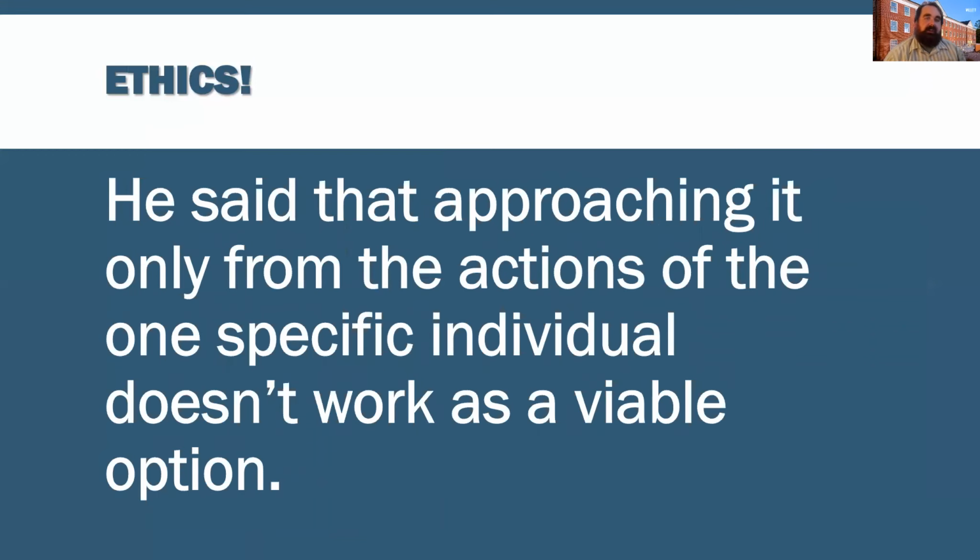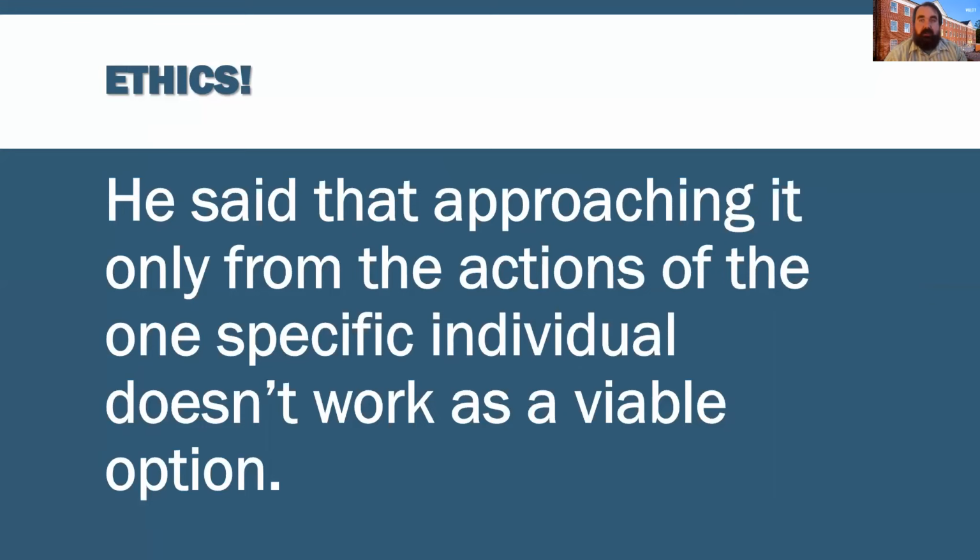He said that approaching it only from the actions of one specific individual doesn't work. It's not a viable option because everyone is going to have different perceptions of the concept of the golden mean. They're going to have different concepts for the idea of excess and of defect, of not having enough, right?